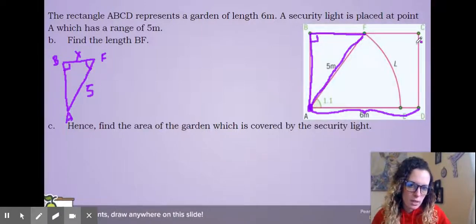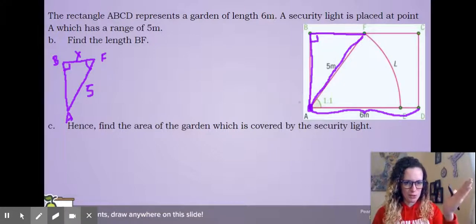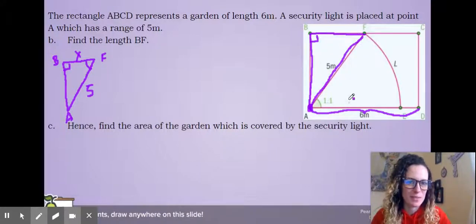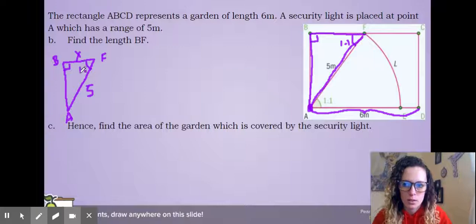If this is a rectangle, that means BC and AD are parallel. And this line A to F is a transversal line. I think I'm using the right terms there. But what that means is that this angle at A and this angle at F are alternate interior angles. So if A is 1.1, F is also 1.1. So I'm going to sneak in a 1.1 here into my triangle.